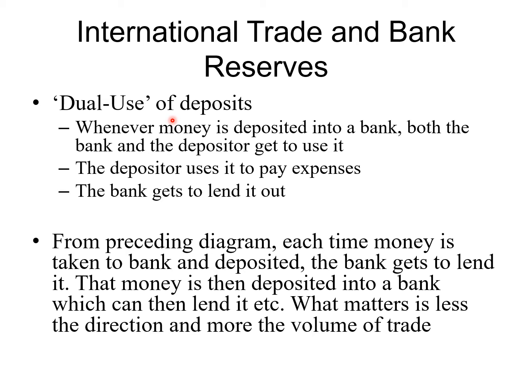when the U.S. importer takes $1,000 and deposits it, the bank gets to use that money. They get to lend it out. So too, the U.S. importer exchanges that money for a 6,300 yuan check, which it gives to the Chinese exporter. All right? Simple enough to understand. The depositor uses it to pay expenses. The bank gets to lend it out. And so what that means is that each time money is taken and deposited, the bank gets to lend it. That money is then deposited into a bank, which can then lend it, etc.